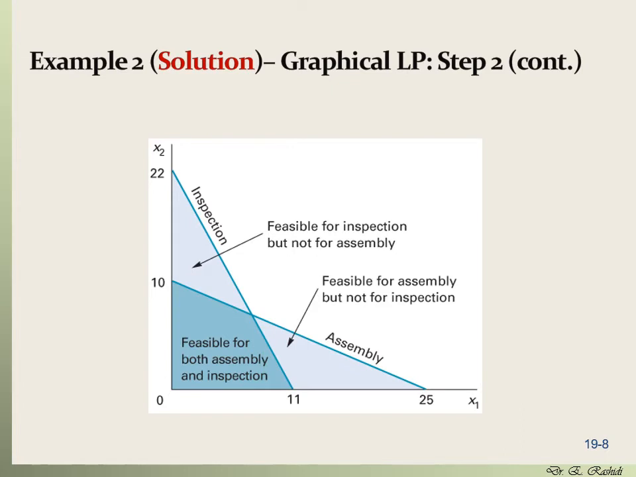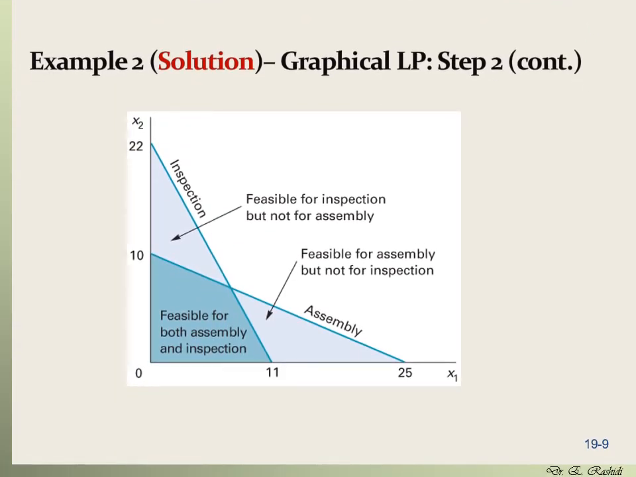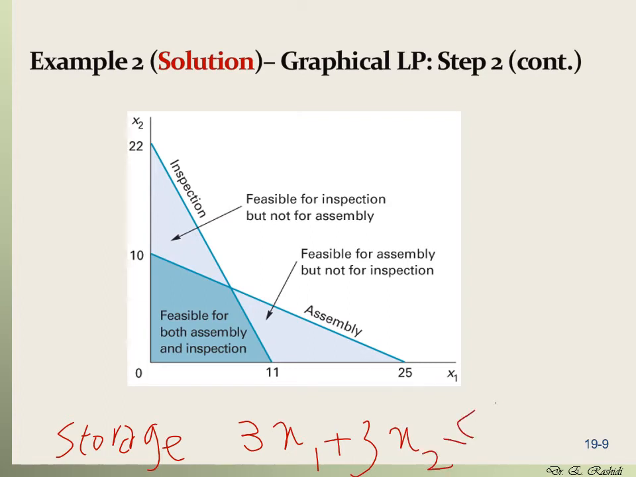All right, next we need to add the other constraint, which is a storage constraint. So this is our feasible space so far. Next we're going to add the storage constraint, and the storage constraint is as follows: 3x1 plus 3x2 should be less than or equal to 39 square feet.